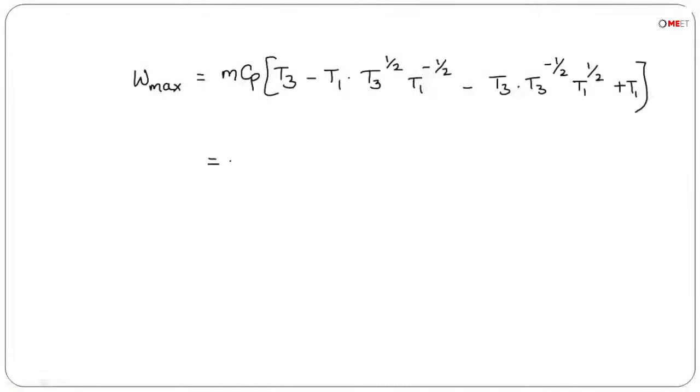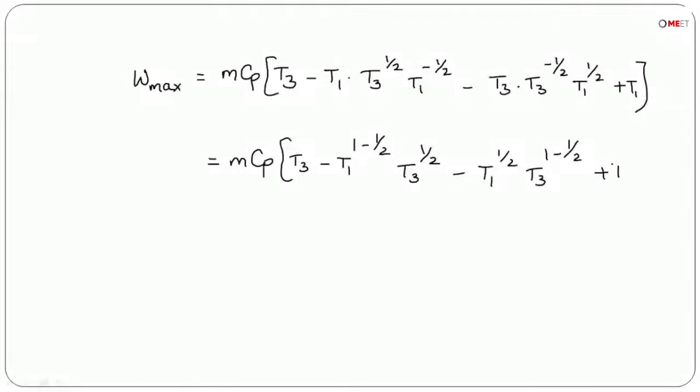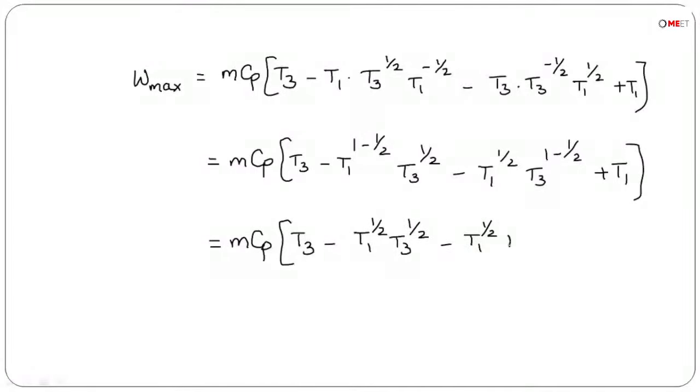Now from this we can write this as MCP T3 minus T1 power 1 minus 1 by 2 into T3 power 1 by 2 minus T1 power 1 by 2 T3 power 1 minus 1 by 2 plus T1. So finally we can write this as mcp into T3 minus T1 power 1 by 2 T3 power 1 by 2 minus T1 power 1 by 2 T3 power 1 by 2 plus T1.